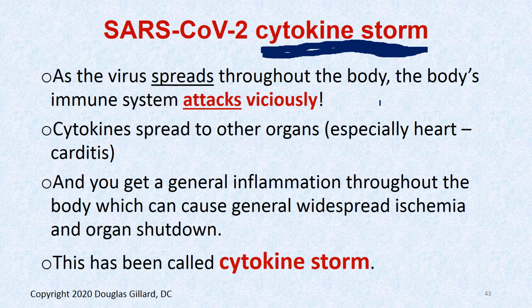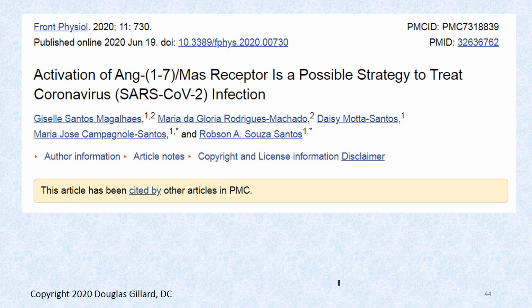And for some reason, if your lungs are still functioning, you could die of heart failure, or kidney failure, or liver failure. It could get into your brain. So cytokine storm is a very serious complication of COVID-19.